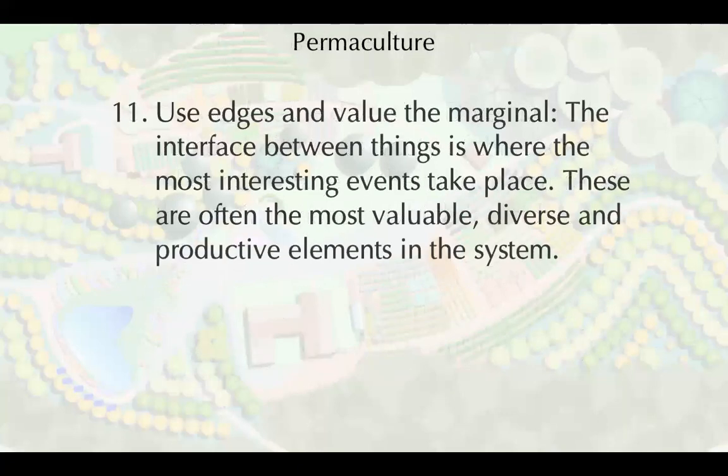All right. The penultimate permaculture principle: use edges and value the marginal. The interface between things is where the most interesting events take place. These are often the most valuable, diverse, and productive elements of the system. The examples that Holmgren gives here have to do with the soil as an interface between the mineral world and the atmosphere, and the seashore as the interface between the land and the oceans.